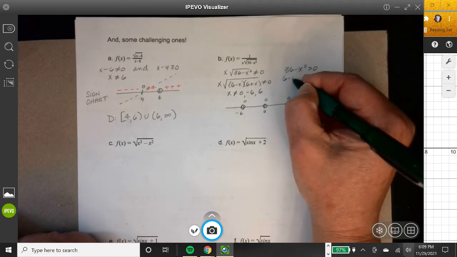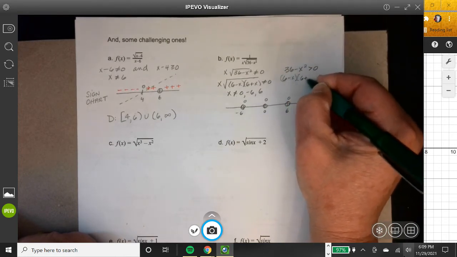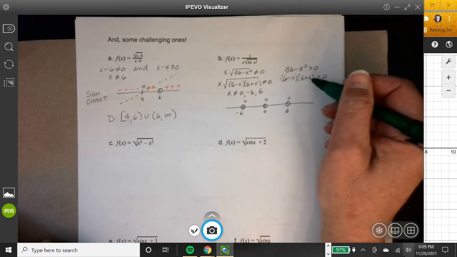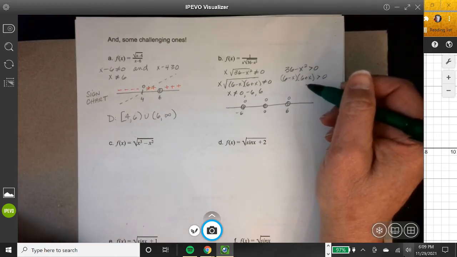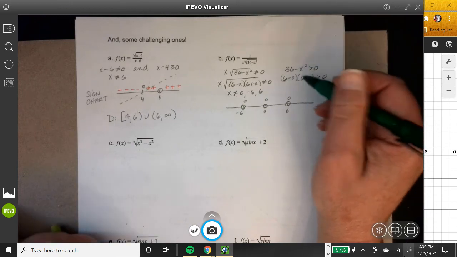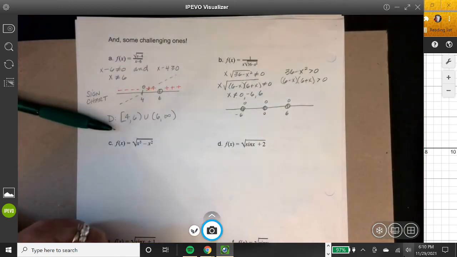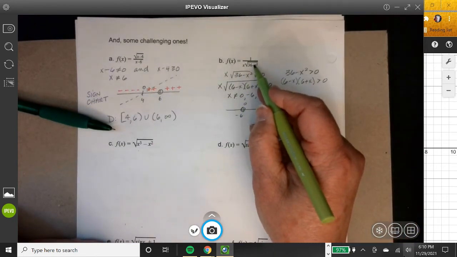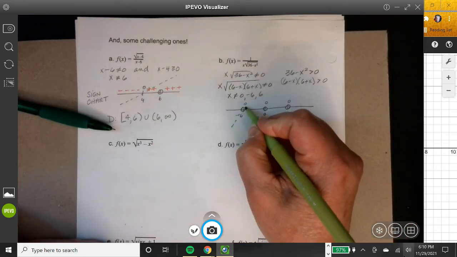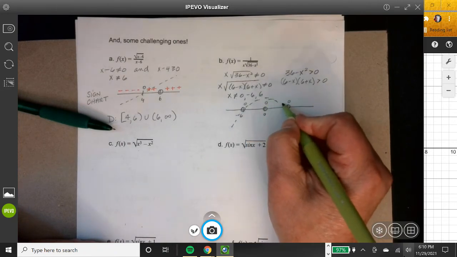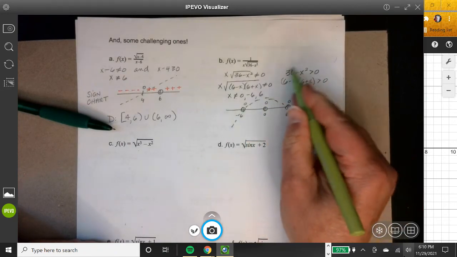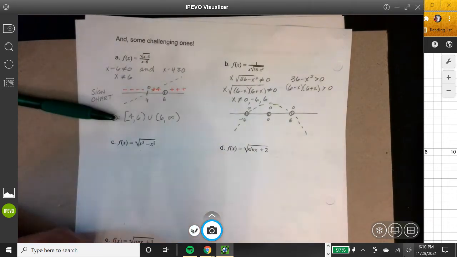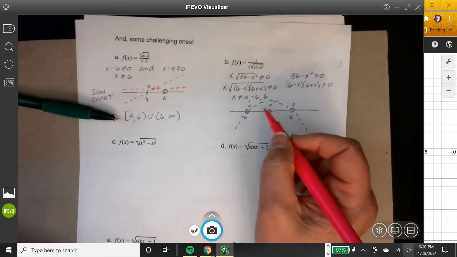This is 6 minus x times 6 plus x is greater than 0. Now I can only take the square root of the positive pieces of that parabola. So let's superimpose the parabola. The parabola is going to be negative because it opens down. Does everybody agree that 36 minus x squared opens down? All right, so let's do our sign chart around the open dots here.